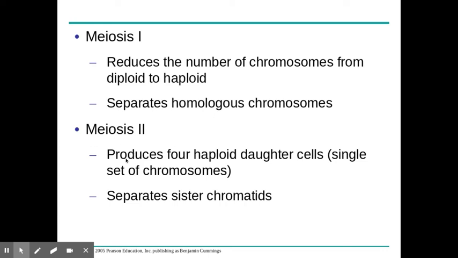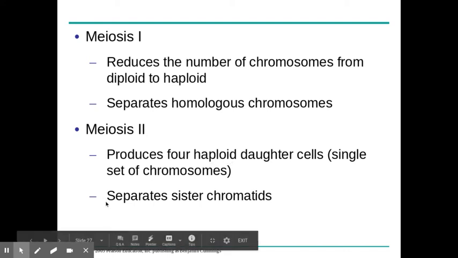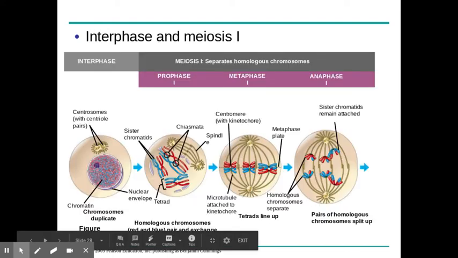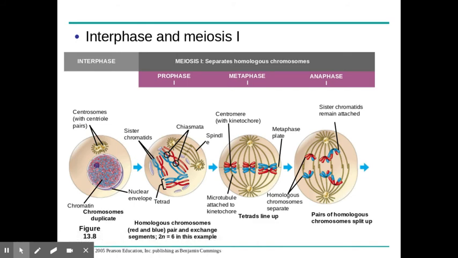Meiosis 2 then is where we produce 4 haploid daughter cells. And they would only, again, have a single set of chromosomes since being haploid. And we separate sister chromatids in meiosis 2. So here's what that would look like.